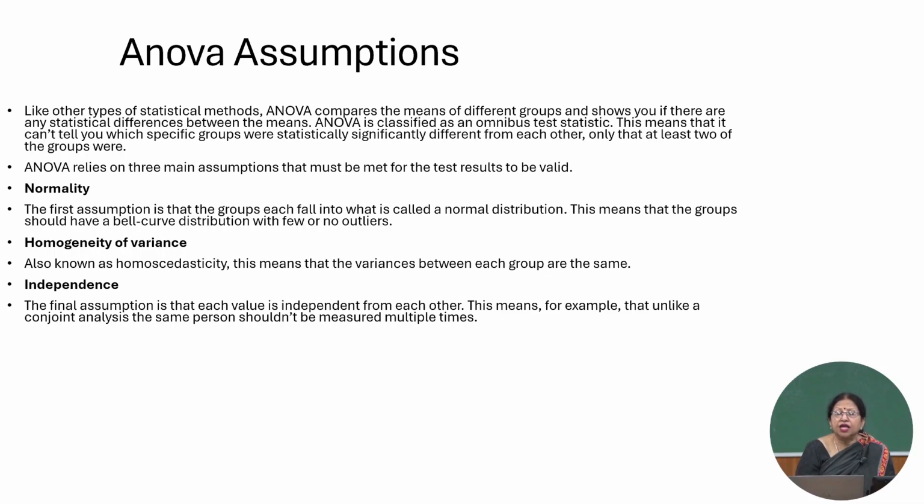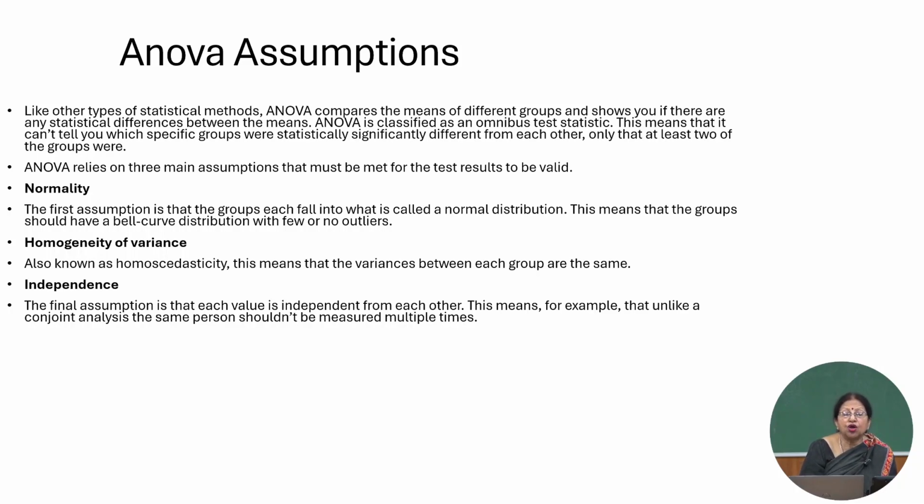ANOVA assumptions. Like other types of statistical methods, ANOVA compares the means of different groups and shows you if there are any statistical differences between the means. ANOVA is classified as an omnibus test statistic. That means it is applicable in most of the places. This means that it can't tell you which specific groups were statistically significantly different from each other, only that at least two of the groups were.